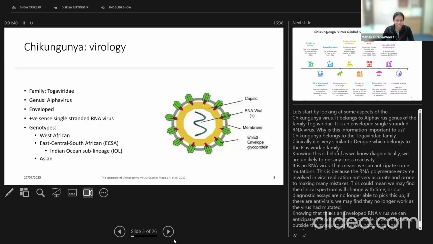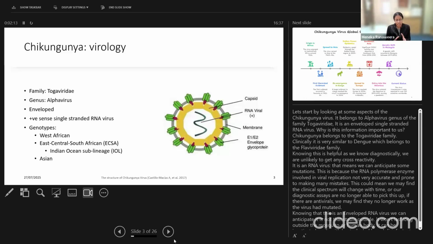So, first of all, let's look at our virus. Chikungunya belongs to the alphavirus genus of the family Togaviridae. It's an enveloped single-stranded RNA virus. Now, you might ask, why is this information important to us? There are several ways you can look at it. Chikungunya belonging to the Togaviridae family is quite critical information because it can help us down the line.